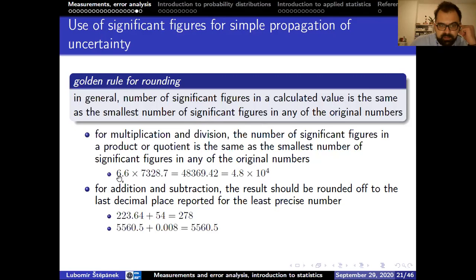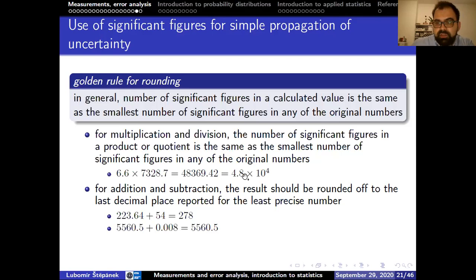Six multiplied by 7328.7. So there's just a result we are going to get from a calculator, by Excel, or by some program, but we have to round it because the number of significant digits for the first number is 2, and for the last is 5. So 2 is lower than 5. So our result should have only 2 significant digits.